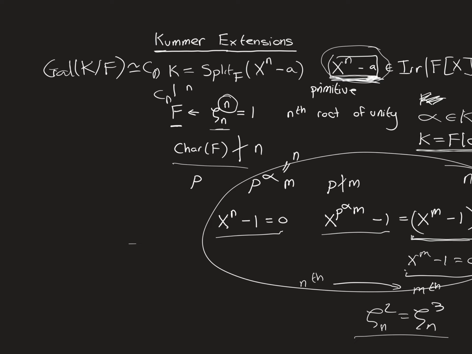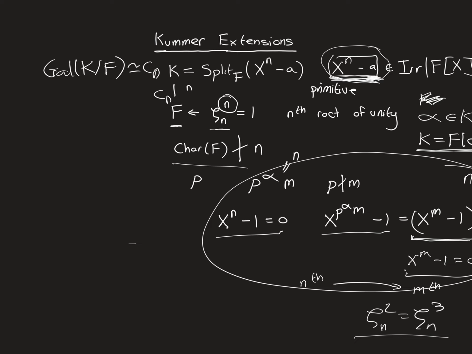Once we've done that, I'm going to show you that if you have a cyclic extension of degree n where the ground field contains a primitive nth root of unity, then you can immediately conclude that that's a Kummer extension. So that's another equivalent definition of a Kummer extension.